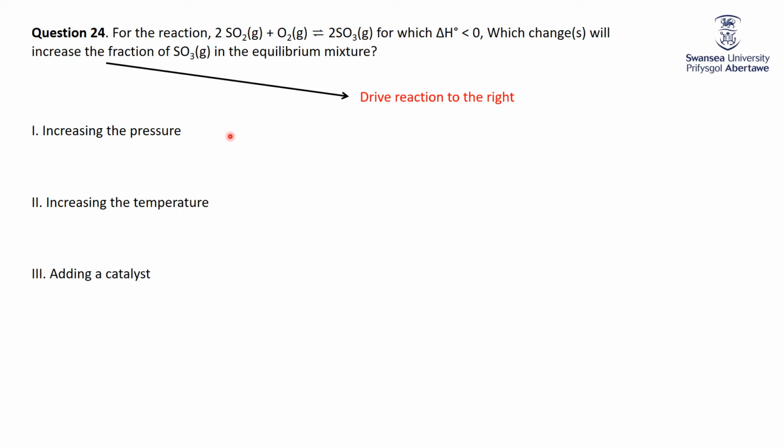Now, if we increase the pressure, increasing the pressure means that a reaction wants to decrease the pressure. The only way a reaction can decrease the pressure is to have fewer gas molecules. So increasing the pressure, any reaction goes to the side with fewer gas molecules. Here you've got 3 gas molecules on the left, 2 on the right, so it will go to the right. So that looks pretty good.